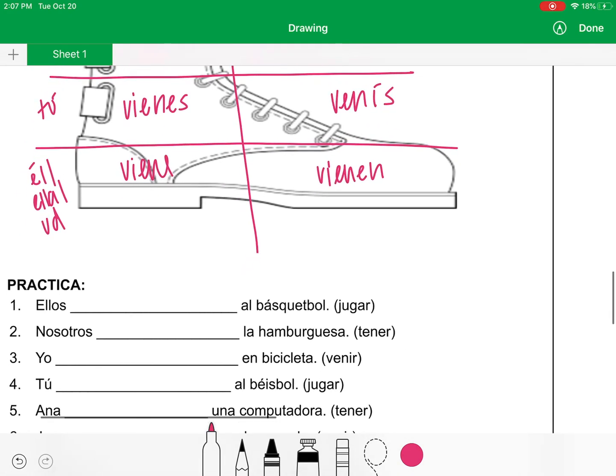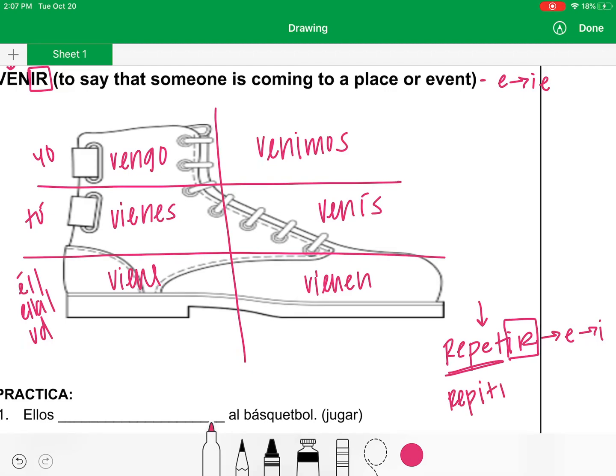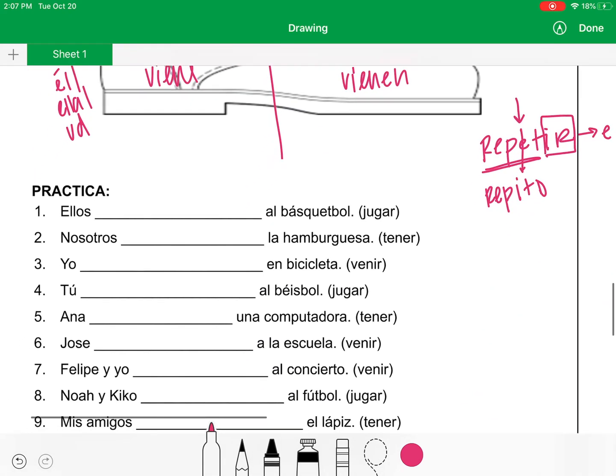Okay, so how do you know what to do whenever there are two? So we had repetir earlier. Repetir goes from E to I. We've got the ending, but wait, we've got two E's in the stem. That seems kind of confusing. Your rule is the second letter is the one that's going to change. So if you've got two E's, the second E is the one that changes. So if I want to say I repeat, I would say repito. My second E changed to an I.